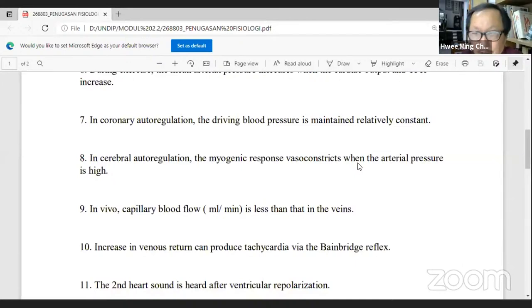Okay, thank you, Karina. So Karina thinks the sentence is true. That means this is how coronary autoregulation is defined. Any other different opinion besides Karina? Or do all agree with Karina? There are 254 of you. So if nobody answers, that means all 254 agree with Karina. Any different opinion?